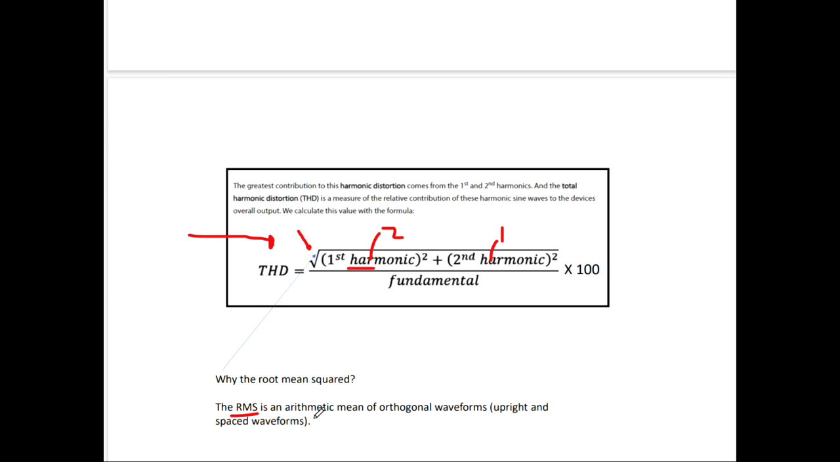And this is just a way of calculating an arithmetic mean of what we call orthogonal waveforms. There are many definitions of this, but you can think of it as just waveforms that are upright and spaced apart. So like you can say orthogonal to this plane. Think about it that way. That's all. This is how we do it, and there are reasons for that: just to get a more accurate mean or average of the combination of these things. So let's go back and do it the right way.